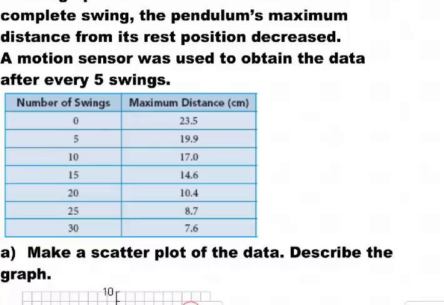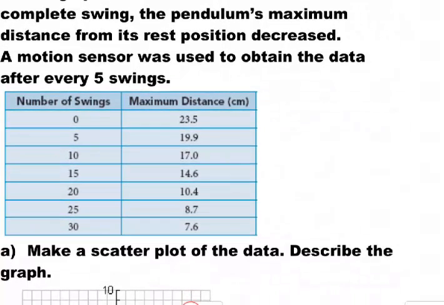The next question says you have a large pendulum which is set in motion, and with each complete swing, the pendulum's maximum distance from its rest position decreases. This represents a situation like this. This is your string, this is your bob.